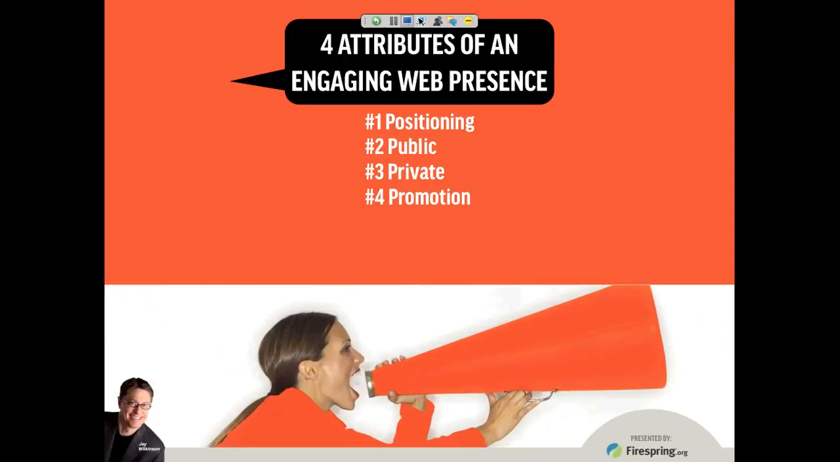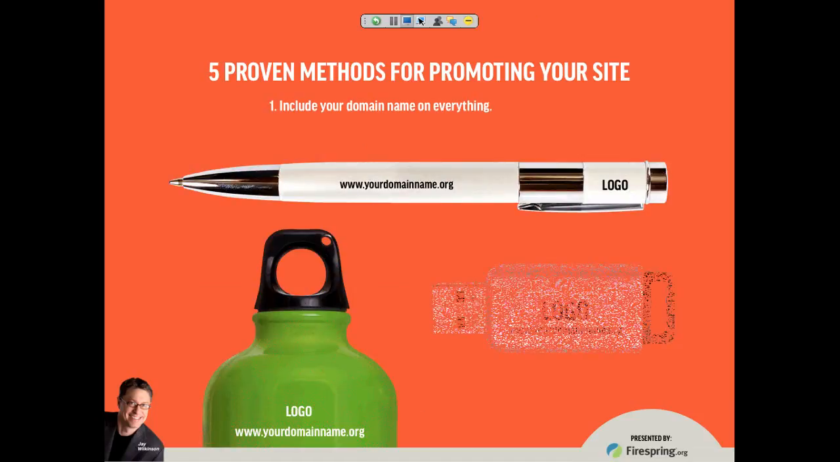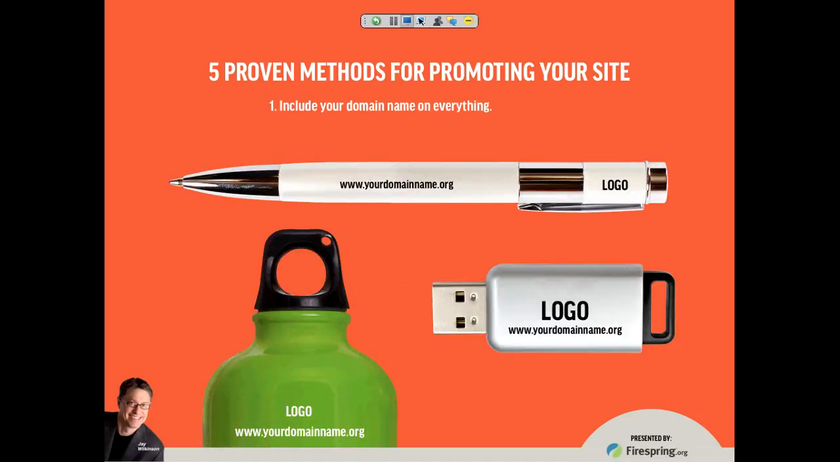The 4th attribute is that of promotion. How do we get the word out about our website so that people not only know that it's there, but know why they should go there? And this is a really key aspect. I'm going to take just a couple of minutes here, and we're going to talk about the 5 proven methods for promoting our website. And we start with the basic, the thing that we started with all the way back in the very beginning of the Internet.